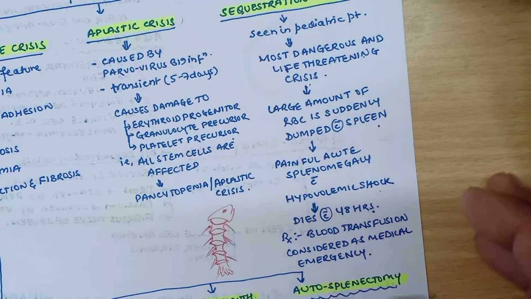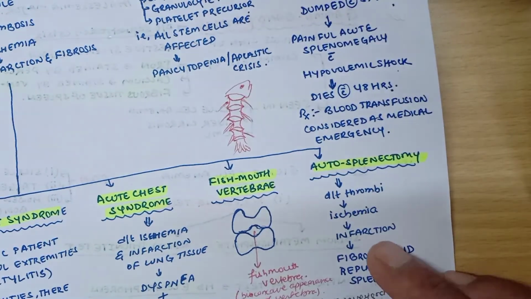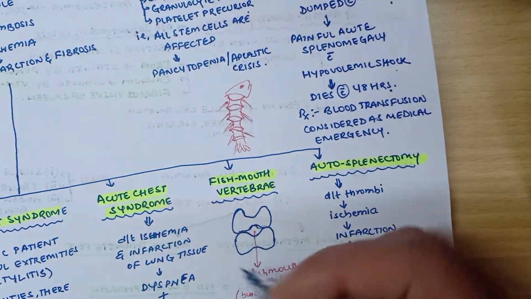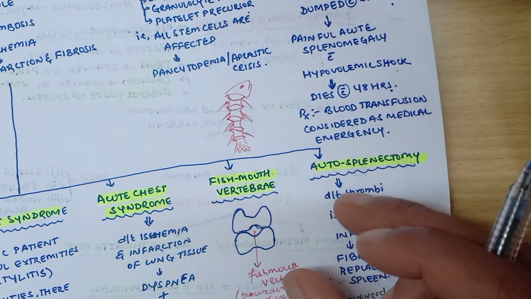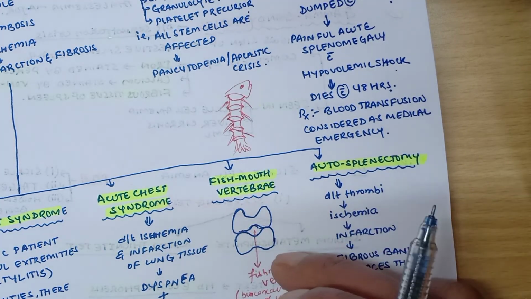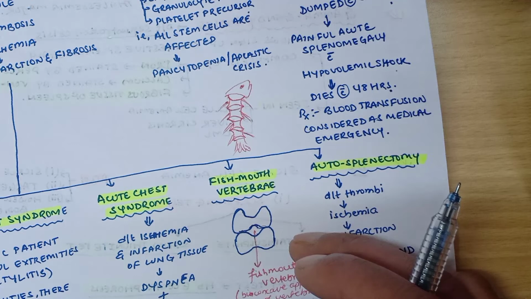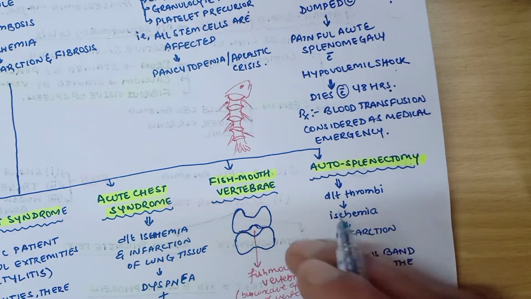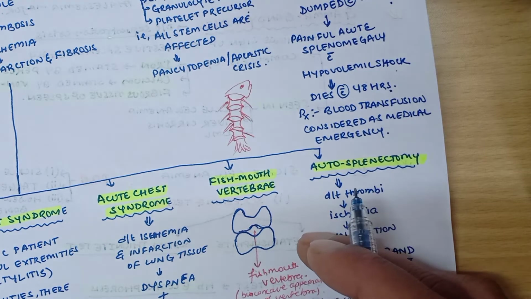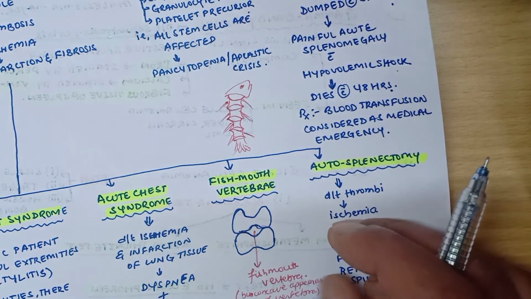Sickle cell anemia may also present with osteomyelitis. The most common organism causing osteomyelitis in sickle cell anemia is Salmonella, whereas in other osteomyelitis, the most common organism is Staphylococcus.